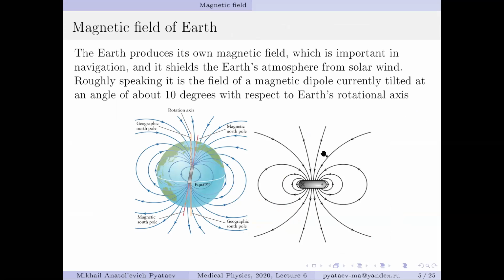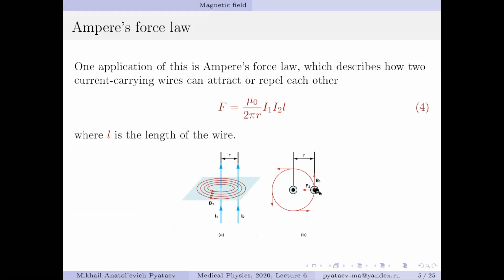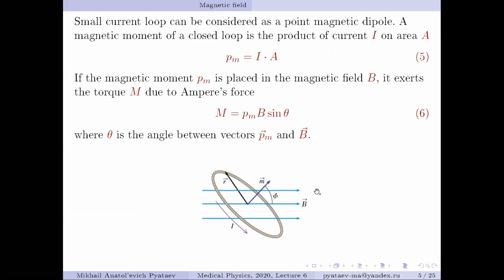If you compare it with the previous lecture, with the field produced by an electric dipole, you can see that lines of magnetic fields on this picture are similar to the lines of electric fields on those pictures. And the next thing is the interaction of magnetic dipole with external magnetic field.